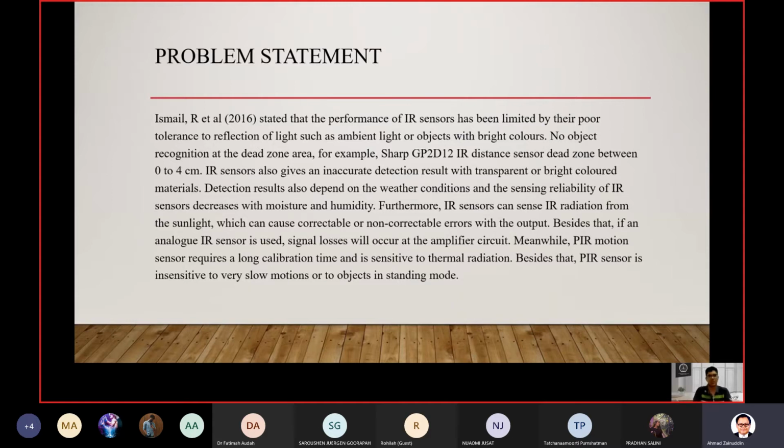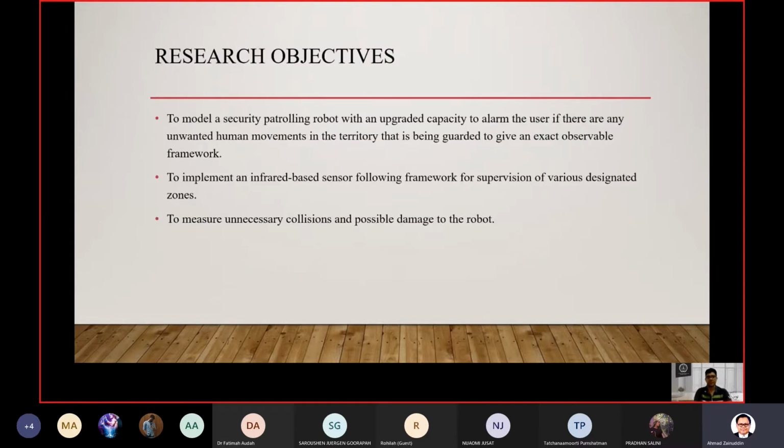Besides that, if an analog infrared sensor is used, signal losses, which is basically the lag, will occur at the amplifier circuit. Meanwhile, a passive infrared motion sensor requires a long calibration time and is sensitive to thermal radiation. Not only that, a passive infrared sensor is insensitive to very slow motions and to objects in standing mode. So basically, the passive infrared sensor has a long calibration time, is sensitive to heat, and cannot really take into account very slow objects or objects that are currently stationary.